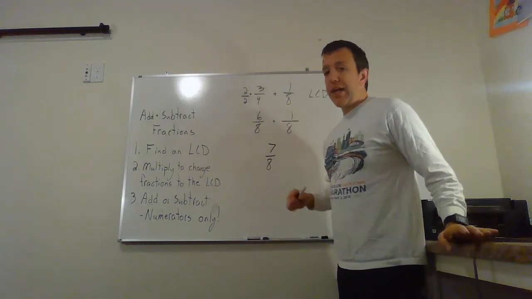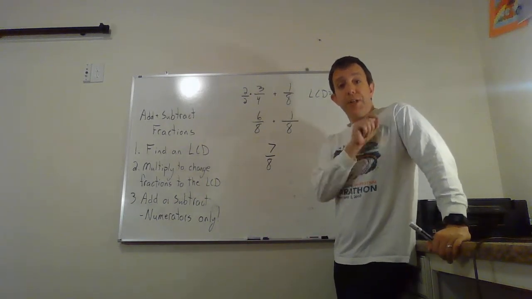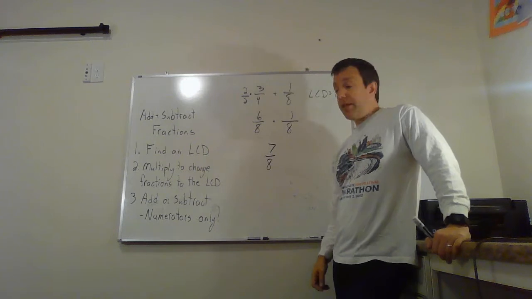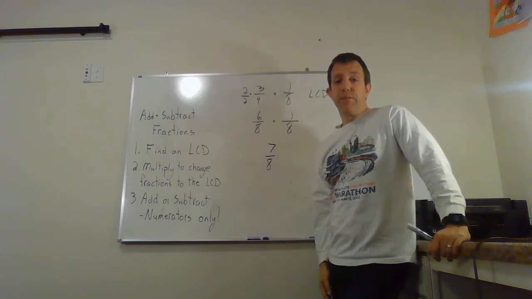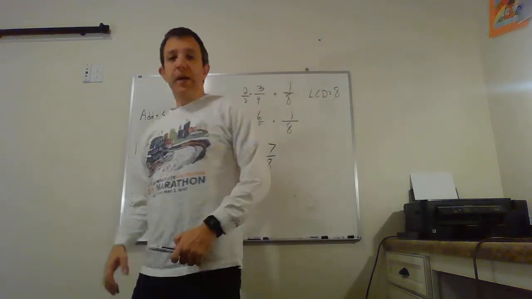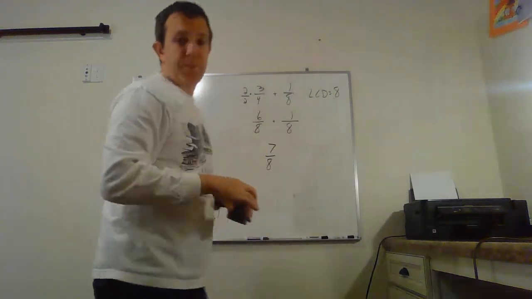So anyway, now that I have a common denominator, I just add the numerators. Do not touch the denominators. They stay the way they are. 6 plus 1 is 7. I have my answer. It's just 7/8. All right, let's do another example. Let's pause.